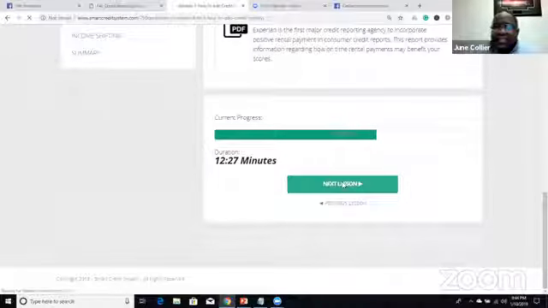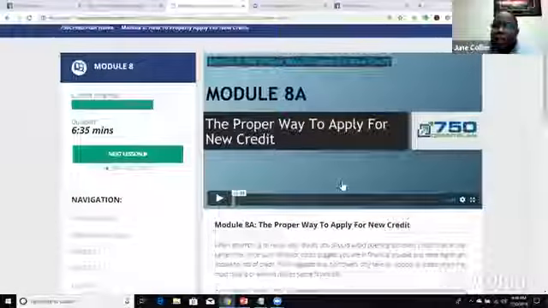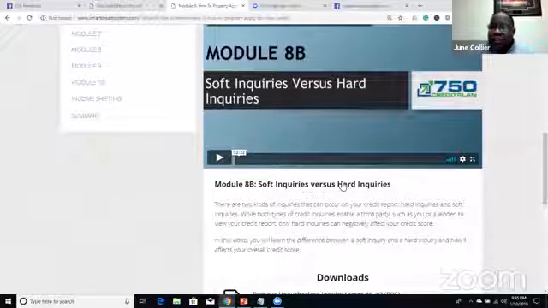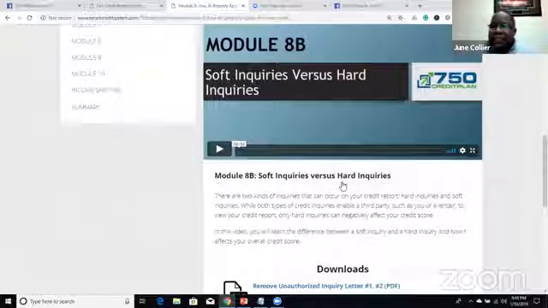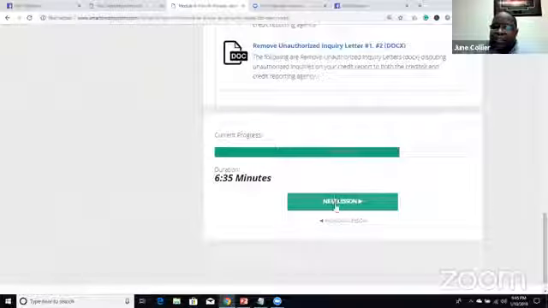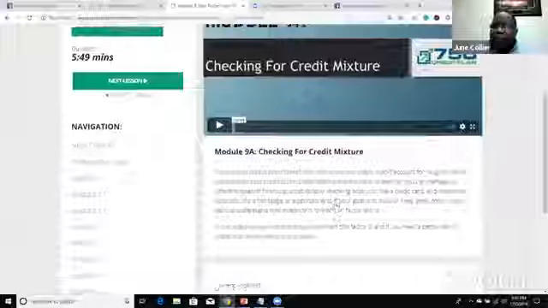Let's hit the next lesson here. Module 8, the proper way to apply for new credit. Soft inquiries versus hard inquiries. We put that on the back end because those don't count so much against you, but we show you how to remove unauthorized inquiries on your credit report. We got letters to remove inquiries. Checking for credit mixture. We've got a video on that.